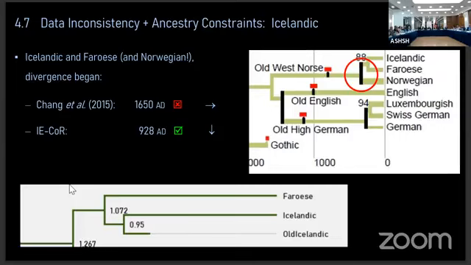Again, here's the example of Icelandic, Faroese, and Norwegian, which is supposed to be identical until 1650 or so in Chang et al.'s results. Obviously historically wrong. We get about 920. So that seems to be validating that we get some things right.